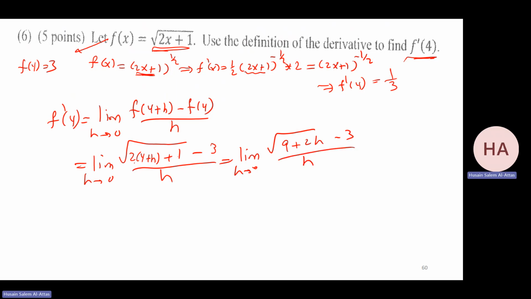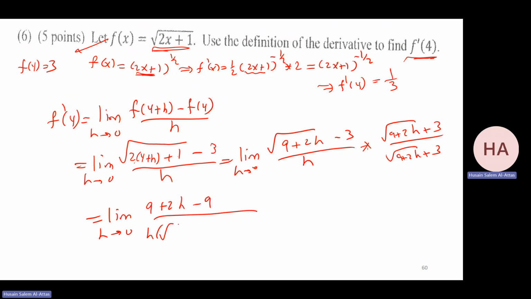Substitute, you get 0 over 0, so I rationalize it as a limit. That will be the limit as h goes to 0 of 9 plus 2h minus 9 over h times (square root of 9 plus 2h plus 3). Cancelled, h cancelled. That will be 2 over, substitute, this goes to 0, 3 plus 3, 6, which is 1 over 3, which is the same answer, which is good.